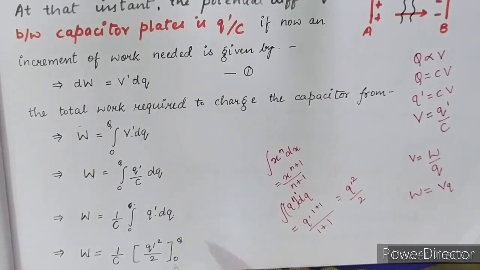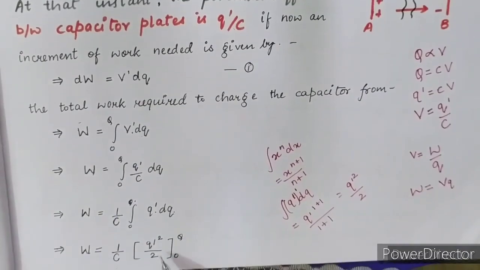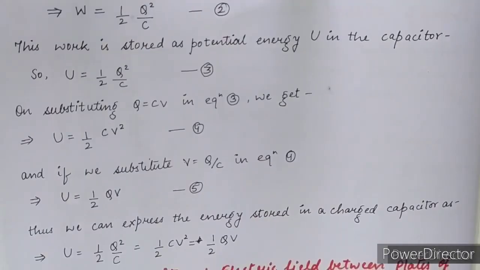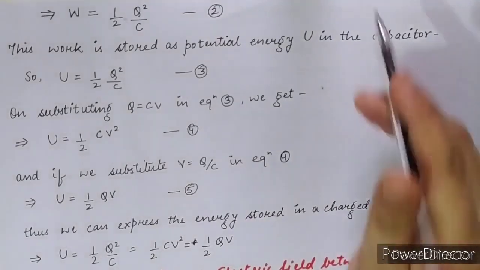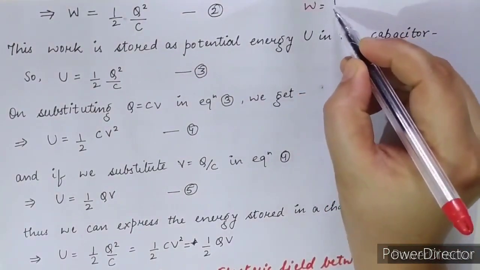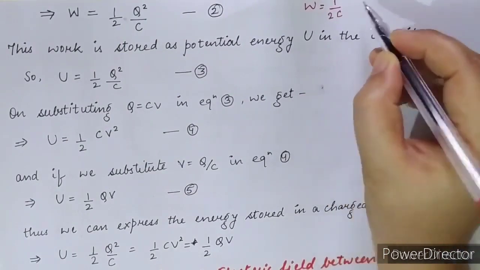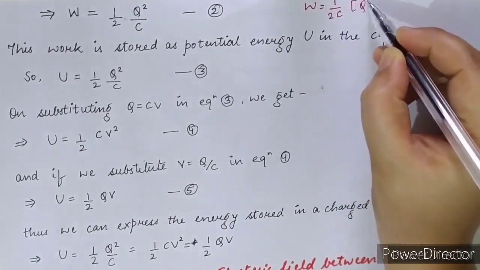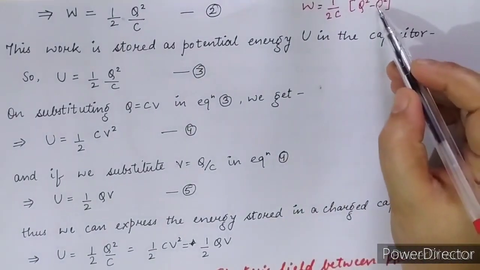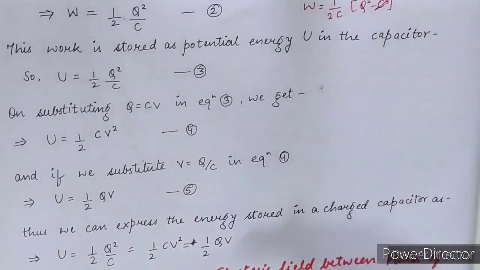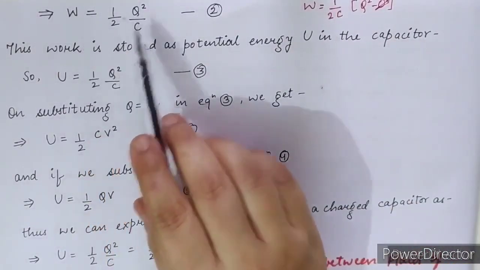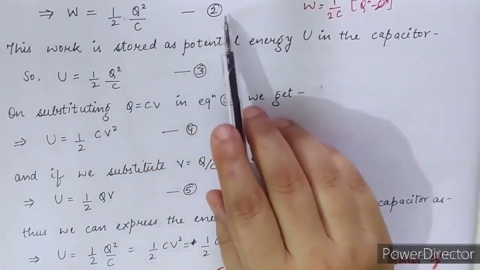What do we have to do here? Now we put in the limit, final minus initial. So our equation is W is equal to 1 upon 2C times Q square minus 0 square. 0 square has no existence, so our equation is W is equal to half Q square upon C, equation number 2.